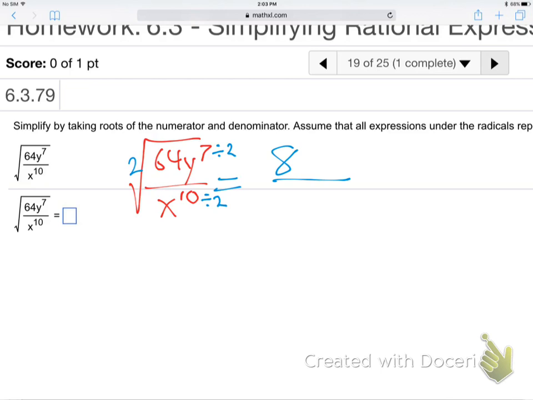All right. So on the bottom, x to the 5th. No root on the bottom. Everything came out. Is that okay?